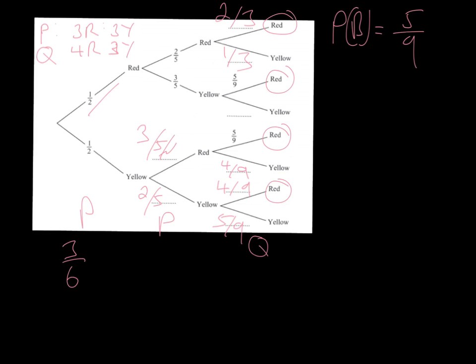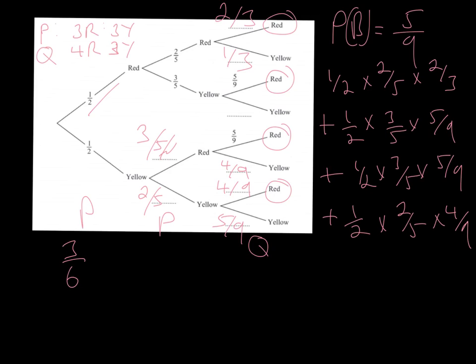So if we take, for instance, the first one, to actually calculate this probability, I've got to go along the branches of the tree diagram, therefore I'm going to multiply. So the first one is going to be a half multiplied by 2/5 multiplied by 2/3. And in effect, what I've got to do then is work out each of these 4 probabilities and add them together. And if I add that all up, I do indeed get an answer of 5/9.